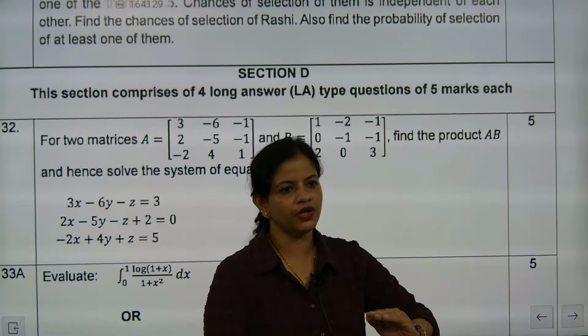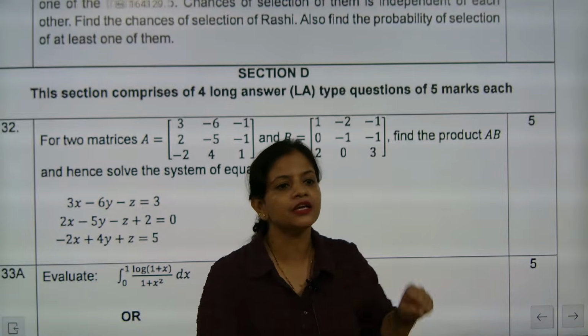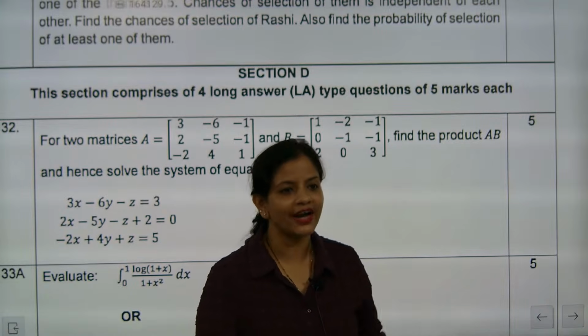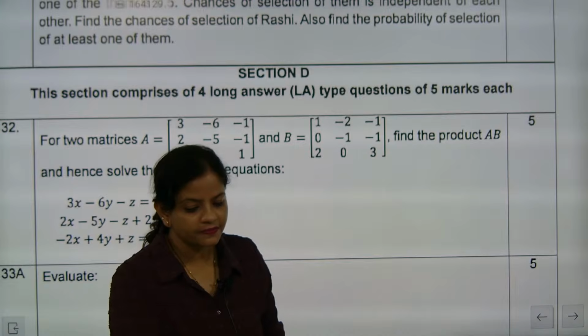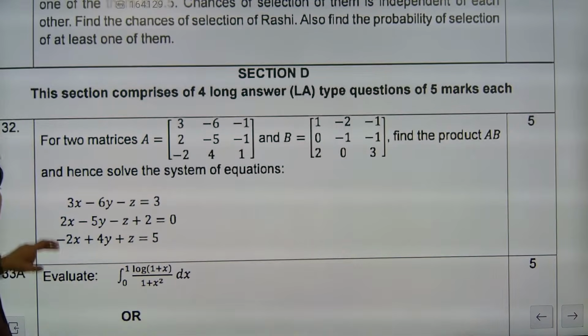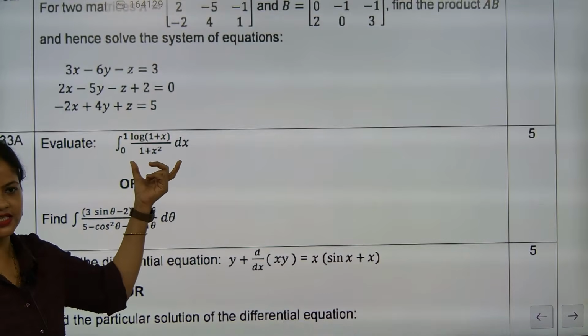So what we are doing is, first we'll understand which section of the chapter they have gripped, and we have to go above that section. Understood? From there, 25% we can do. Okay, so now look here, this question: log of (1 plus x) by (1 plus x square).